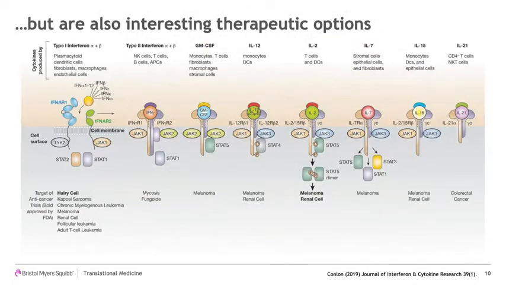Cytokines themselves are in fact also interesting therapeutic options for cancer treatment. This graphic from a 2019 review shows which ones have been or are currently being investigated in clinical trials, from interferons to GM-CSF and various interleukins. Interferon and IL-2 are approved treatments for hairy cell leukemia and melanoma and renal cell cancer, respectively. Both mechanisms of action rely on broad immune stimulation.